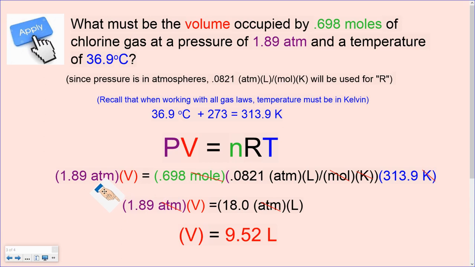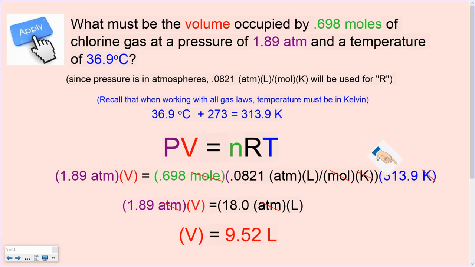On the left side, we still have the 1.89 atmospheres times V. When I go to divide both sides by 1.89 atmospheres, the units of atmospheres will cancel, leaving me with liters, which is the correct unit for volume, and we get an answer of 9.52 liters. So once again, we're just doing simple algebra. The tough part about these is to make sure that you have the right units for everything involved. All the variables must have the correct units. Quick reminder, n is moles, so if they give you grams, we've got to convert to moles.